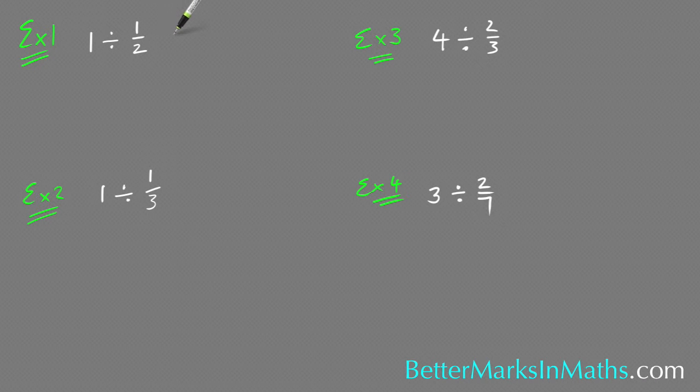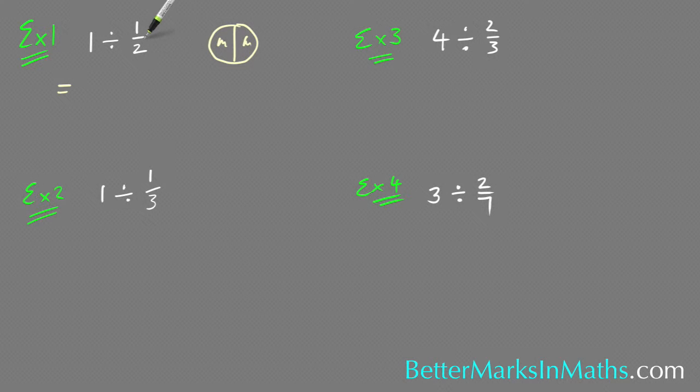Welcome to this lesson on how to divide a whole number by a fraction. And in the first example, 1 divided by a half. Another way of reading this is how many 1/2s are there in one whole? So if you have a whole orange, how many halves are there in that orange? So there are 2 halves.